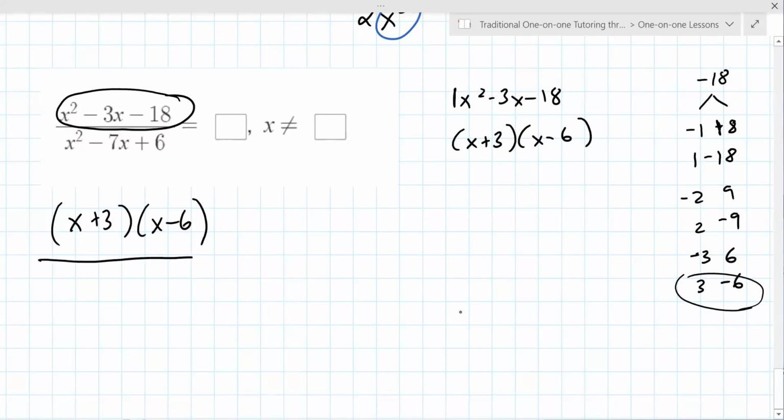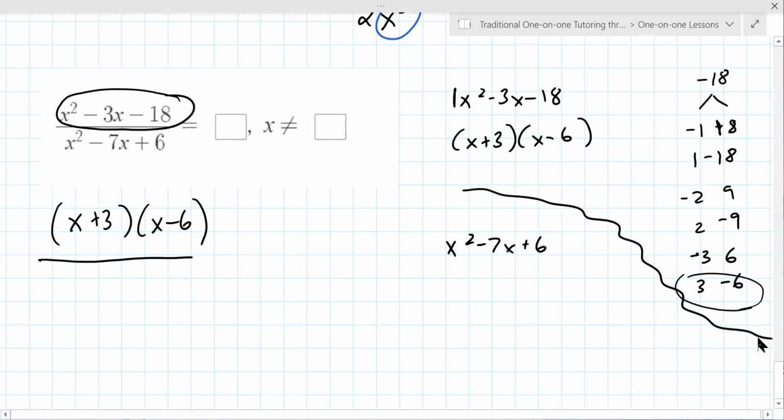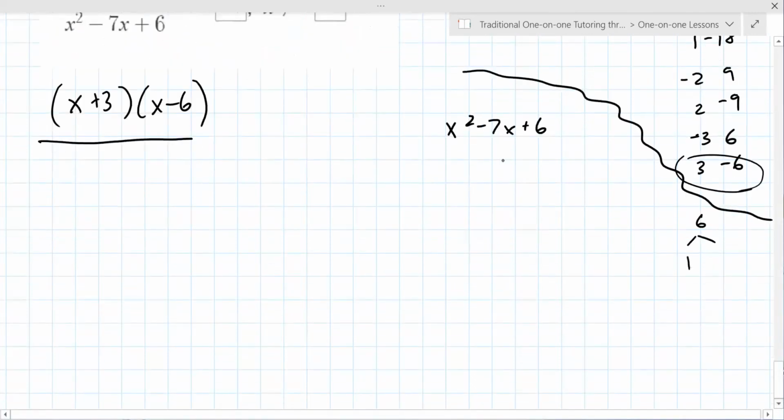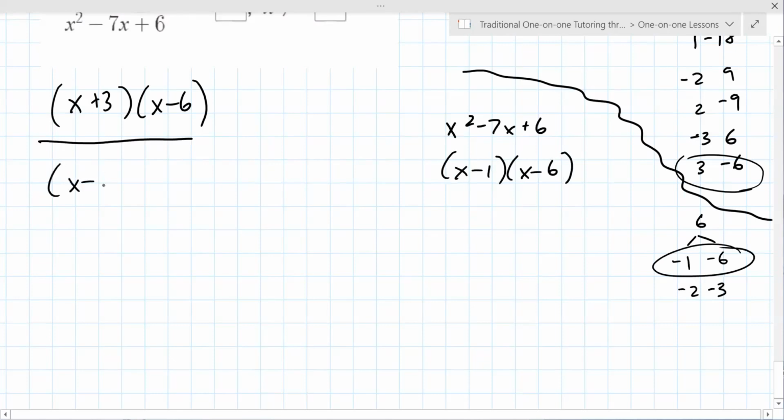And the bottom's kind of the same deal. It's x squared minus 7x plus 6. You're looking for two numbers that multiply to 6 but add up to -7. So -1 and -6, or -2 and -3. Do either of those work? It has to add up to -7. -1 and -6. Good. So that becomes x minus 1, x minus 6, x minus 1, x minus 6.